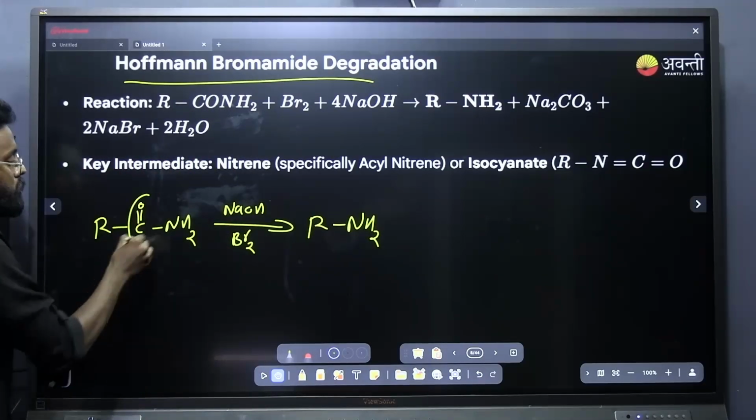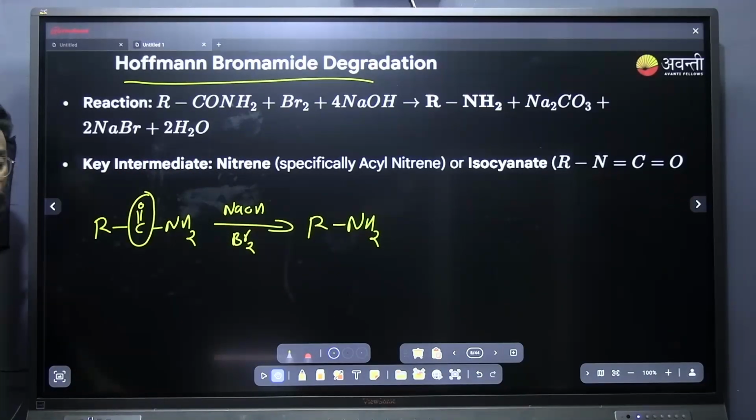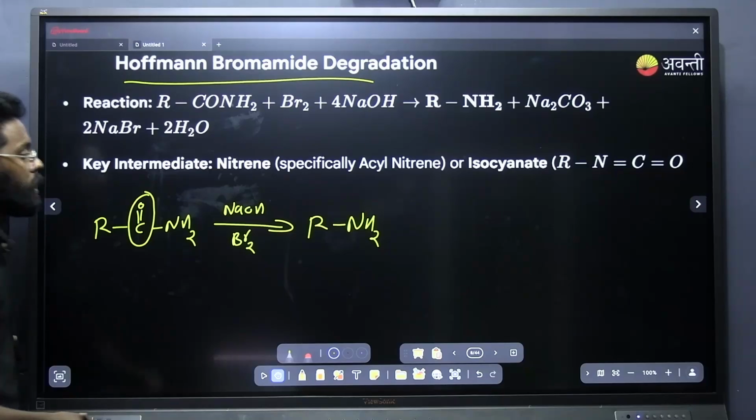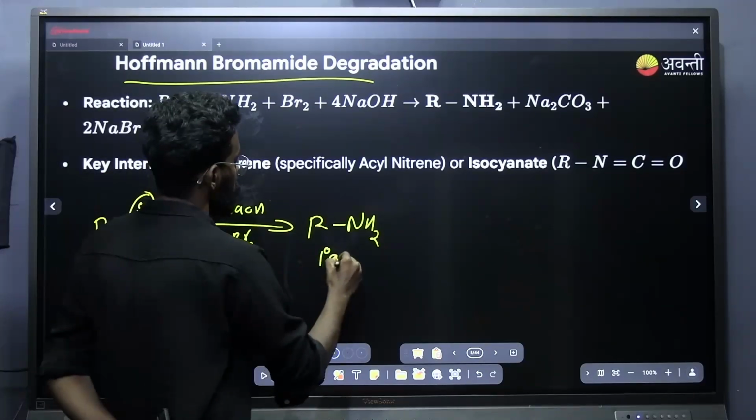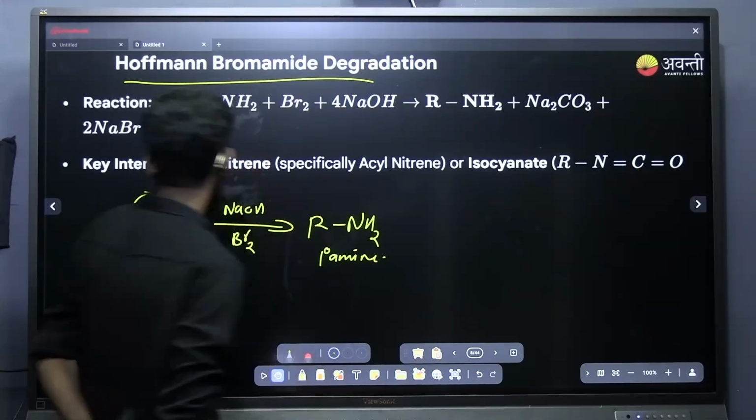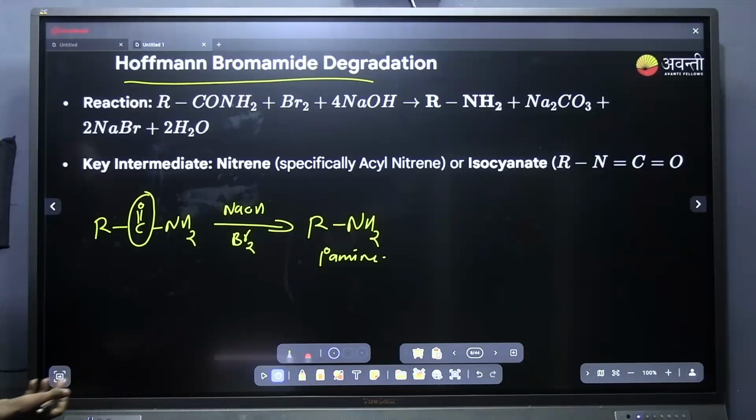What is going to happen is remove this CO and just make it R NH2. Remove this CO and make R NH2, and we will be getting a primary amine here. Okay, that is the only thing you have to do, Hofmann bromamide degradation.